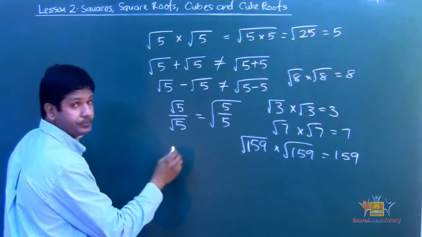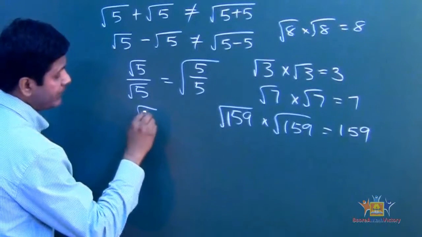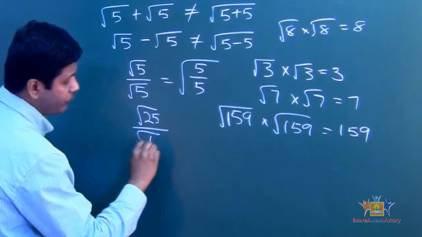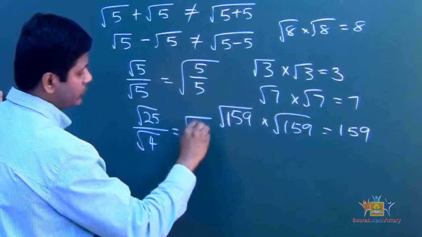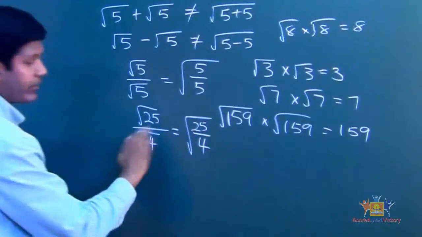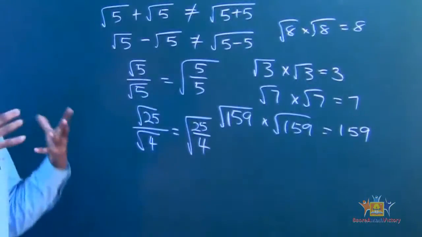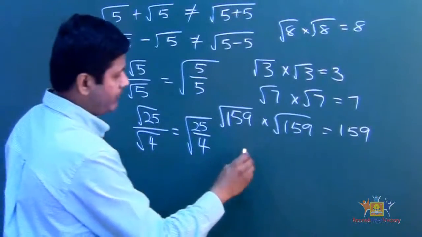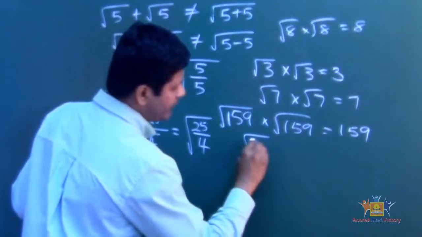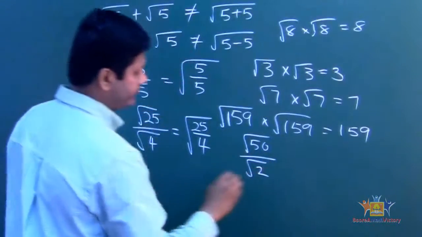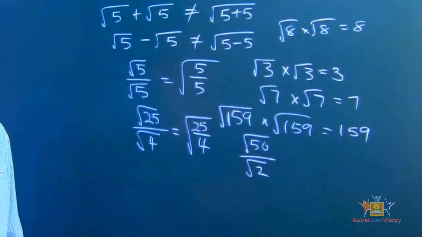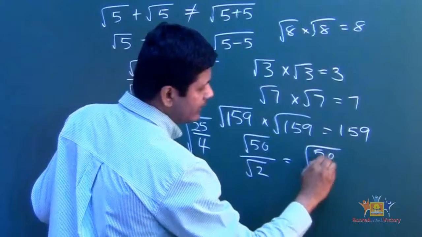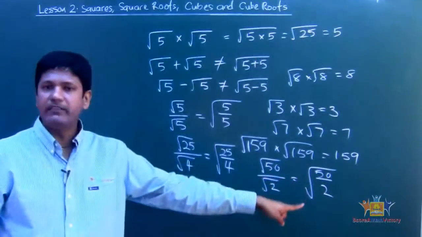Now if I have square root of, let's say, 25 over square root of, let's say, 4. Now this can also be written as square root of 25 over 4, vice versa. Now if I had to give you a problem and ask you to simplify or find the solution for it, let's say for example, if I give you square root of 50 over square root of 2. How do you do this? Well, this is also equal to square root of 50 divided by 2.